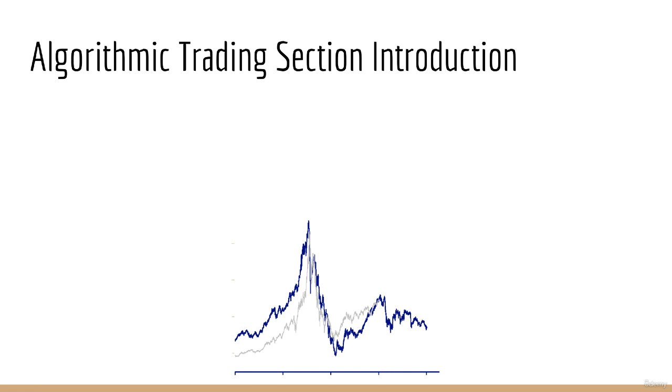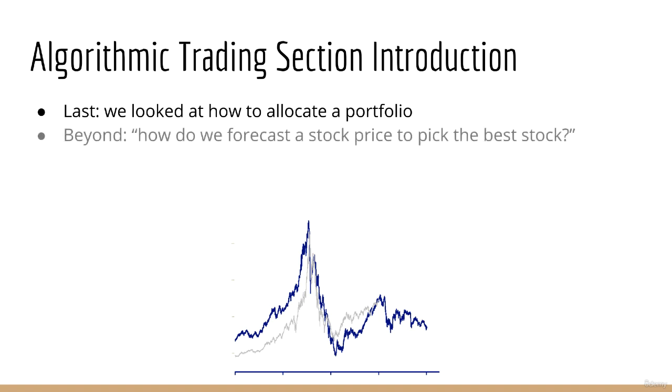In this lecture, we are going to begin the next section of the course, which is on algorithmic trading. So just to tie this into what we have done so far, the last section was all about how to allocate a portfolio. The point of this is to select from multiple stocks such that we maximize return and minimize risk. At that point, we were already beyond asking the question, how do we forecast the stock price so that we can pick the best stock and make lots of money?